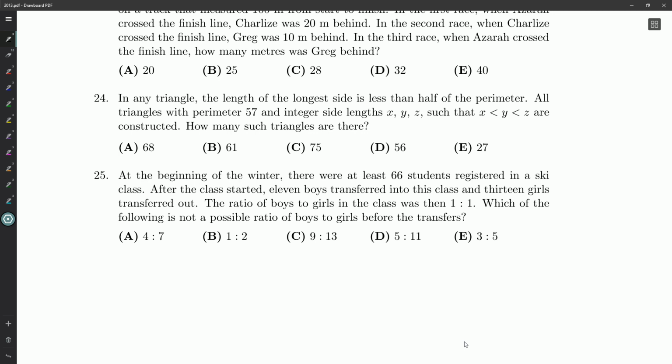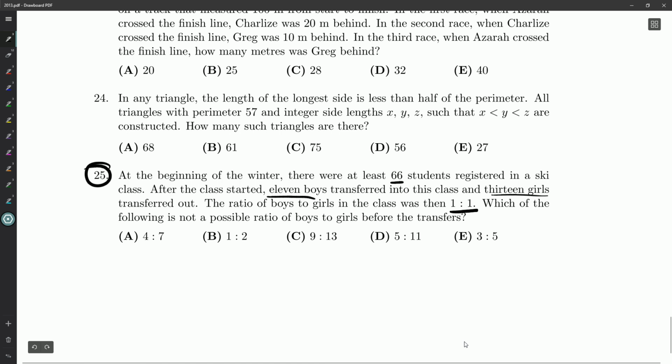We are going to finish off the grade 8 Gauss paper in this video by taking a look at question 25. At the beginning of the winter, there were at least 66 students registered in a ski class. After the class started, 11 boys transferred into this class and 13 girls transferred out. So 11 boys in, 13 girls out. The ratio of boys to girls in the class was then 1 to 1. Which of the following is not a possible ratio of boys to girls before the transfers?